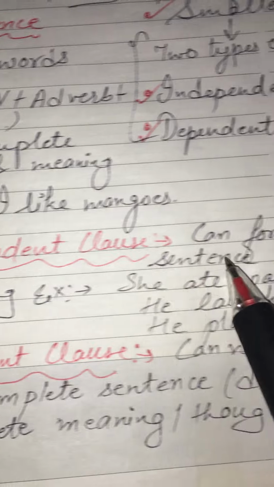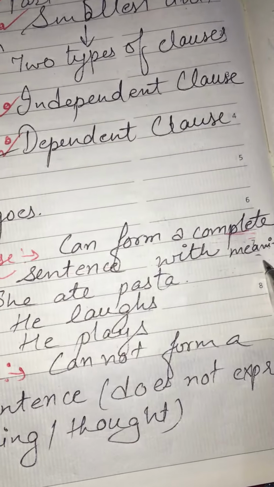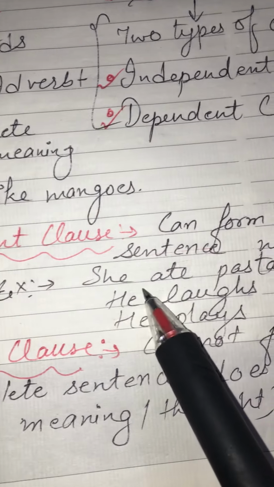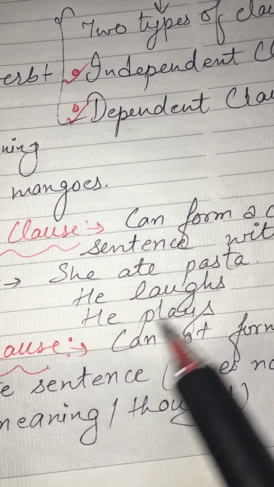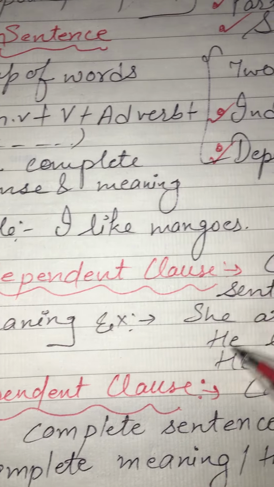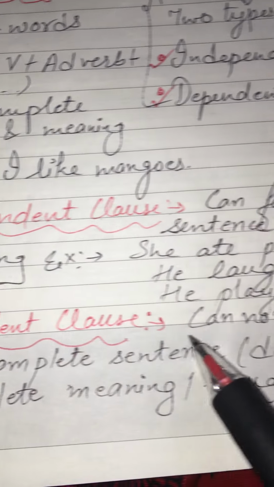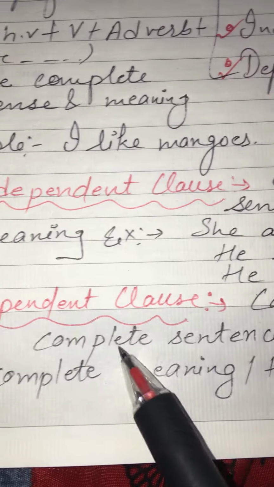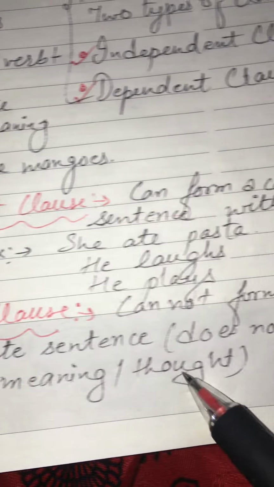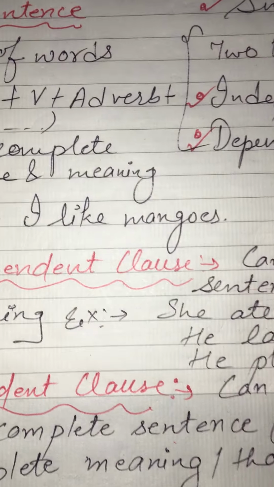Independent clause means it can form a complete sentence with full meaning. For example, she ate pasta, he laughs, he plays. Independent clause does not need any other clause to express its full meaning or thought. However, the dependent clause cannot form a complete sentence. It does not express its complete meaning and thought. It always needs an independent clause to express its whole idea.